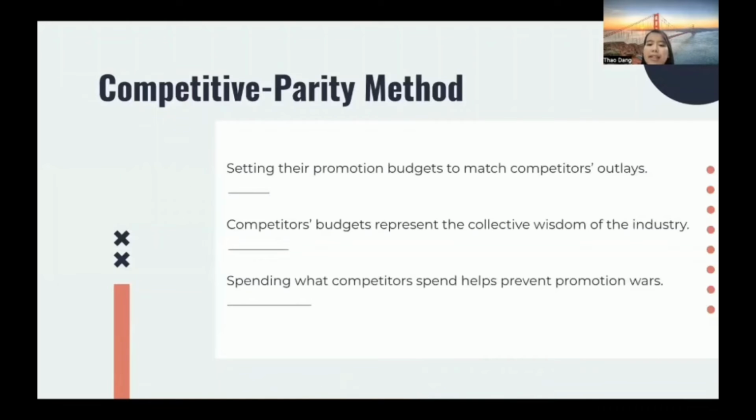Competitive parity method. Still other companies use the competitive parity method, setting their promotion budgets to match competitors' outlays. They monitor competitors' advertising or get industry promotion spending estimates from publications or trade associations, and then set their budgets based on the industry average. 2 arguments support this method. First, competitors' budgets represent the collective wisdom of the industry. Second, spending what competitors spend helps prevent promotion wars.